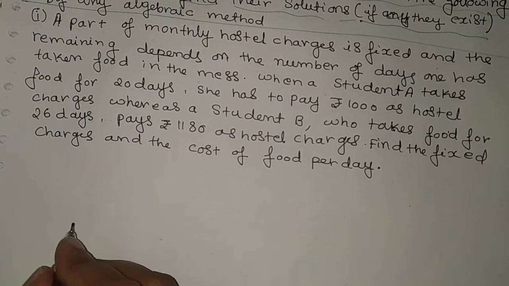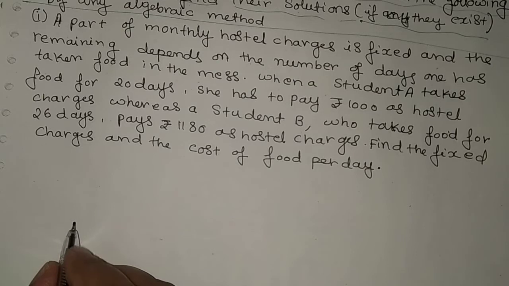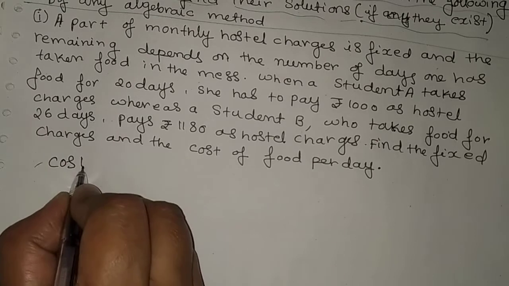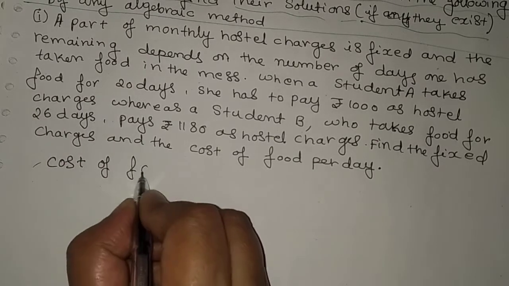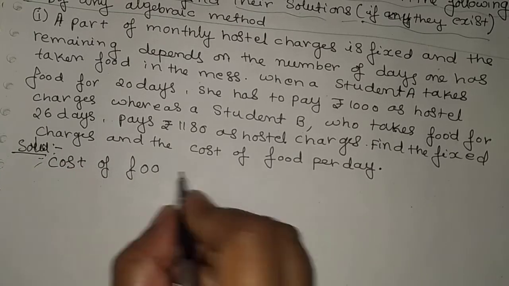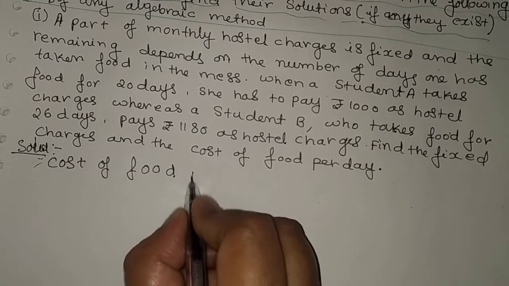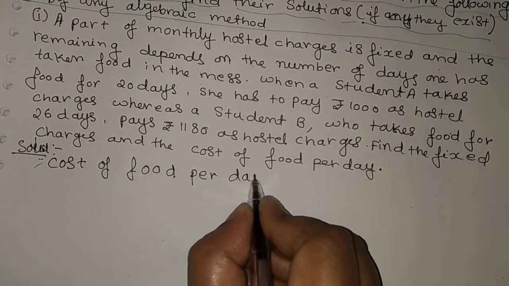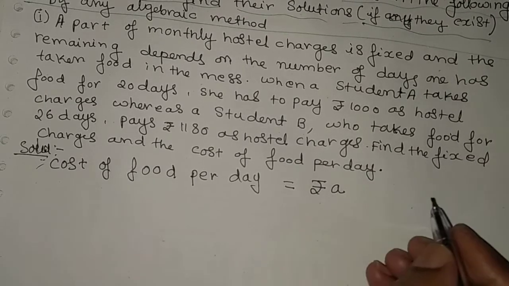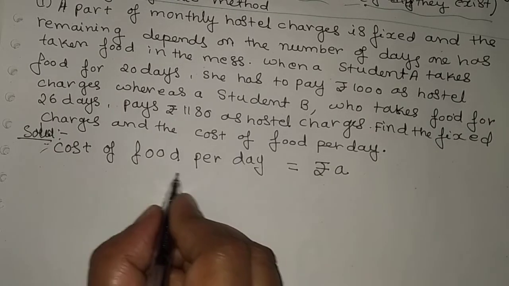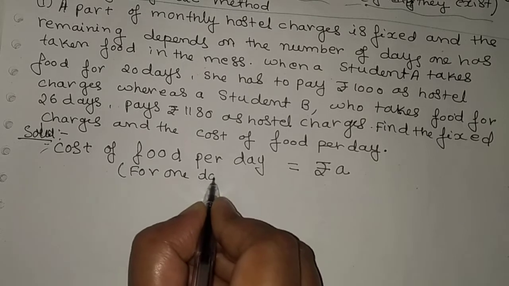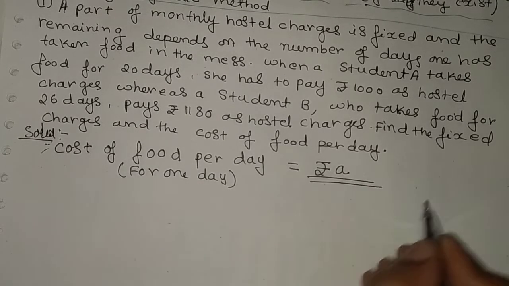So first step is, we'll take the cost of food. This is the solution. So first sentence is cost of food per day. So what is cost per day? We don't know, so we'll take it as rupees small a. So next, in the bracket, for 1 day we can write. So we have taken it as rupees a.